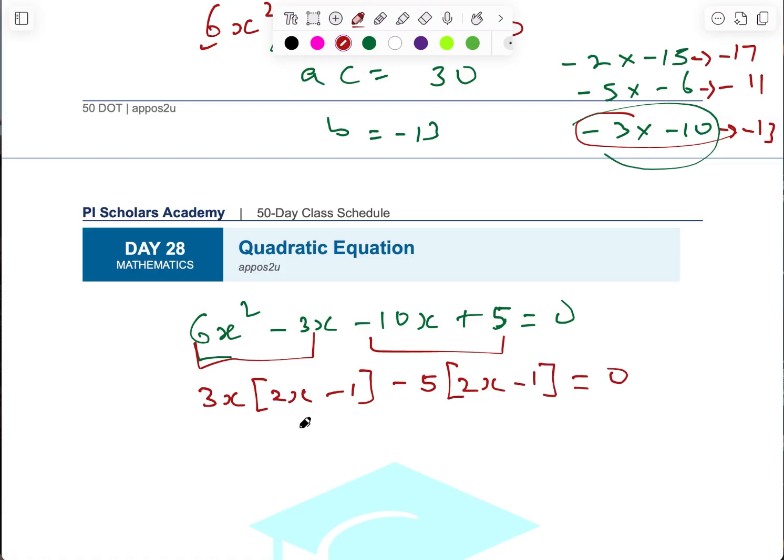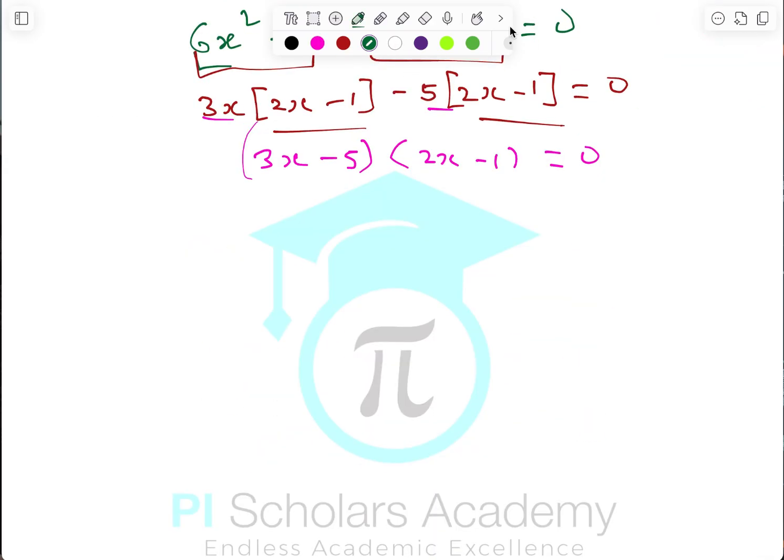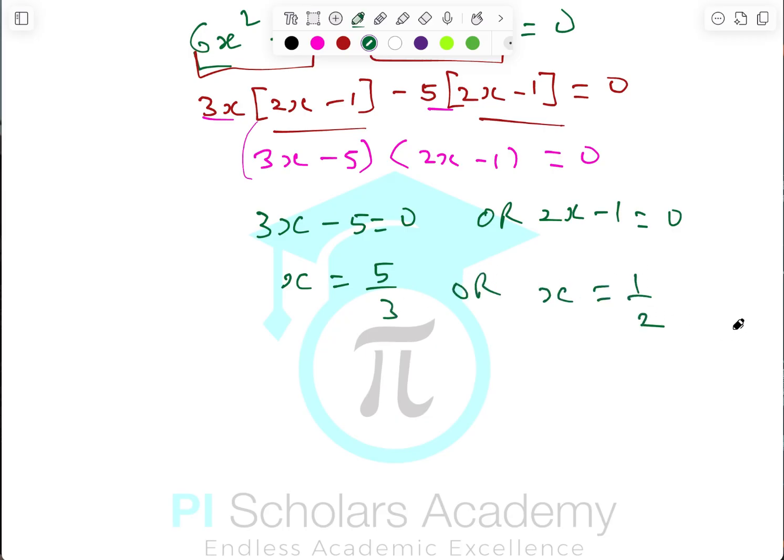So you have 2x minus 1 and 2x minus 1. They are both in common. With that, you have 3x minus 5, which I'm picking from these two, and I'm only going to pick one of 2x minus 1 because they are the same. So you have 3x minus 5 times 2x minus 1 equals 0. You can see that we've been able to factorize it. In mathematics, when the product of two things equals 0, that implies that either one of them must be equal to 0. It can be both, but at least one of them will have to be equal to 0. So if you solve for x, in this place you have x equals 5 divided by 3, and in this place you have x equals 1 over 2. And that is it for the factorization method.